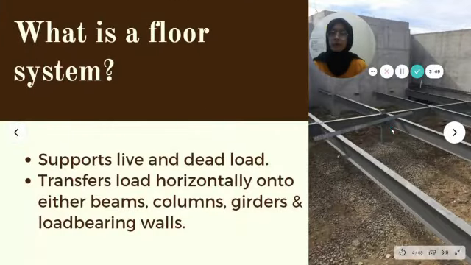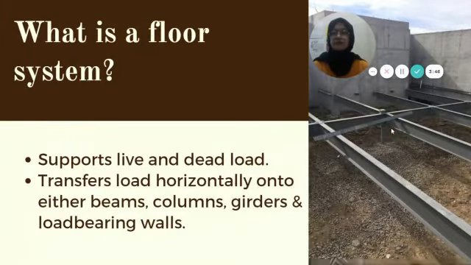So to begin with, what is a floor system? Floor systems are horizontal planes that are there to support live loads, which are like furniture and moving people in a building, and dead loads like the construction weight of the floor system itself. And basically what the floor system does is that it acts as a medium to transfer loads horizontally onto either beams, columns, girders and load-bearing walls, which is why they are situated between beams and girders usually.